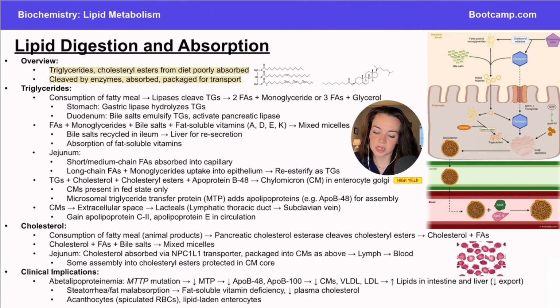So our overview image for the absorption of both triglycerides and cholesterol is over here on the right, but we're actually gonna start by talking about the outline, and then we'll pull it all together on this image at the end. Let's focus on triglycerides and cholesterol separately in turn. We'll start by talking about triglycerides. So when we consume a big fatty meal full of triglycerides, enzymes called lipases are going to cleave these triglycerides down into their components. And those components are either going to be 2 fatty acids and a monoglyceride, or 3 fatty acids and a glycerol molecule.